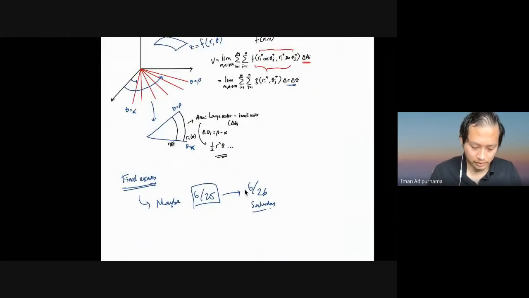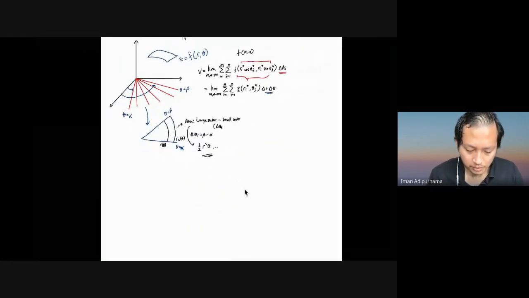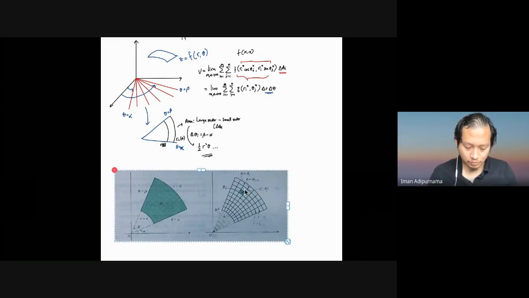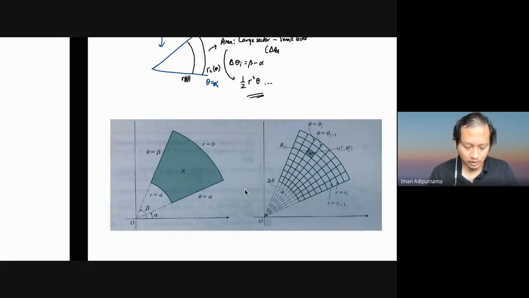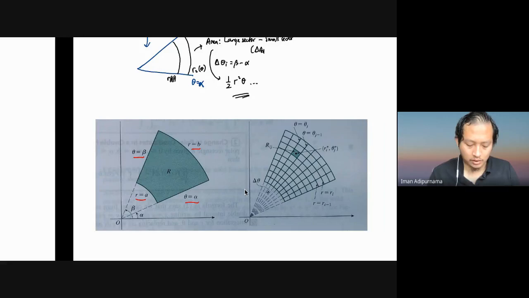Let me erase this first. So the sector equations, if you look at here, or let me put some pictures here. Now this will be our sector. So the idea to approach this area is you have a theta from alpha to beta, and also the radius, the difference in radius. Okay, and that will be our area R.